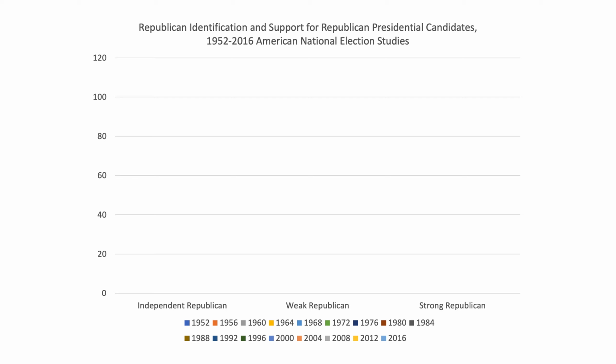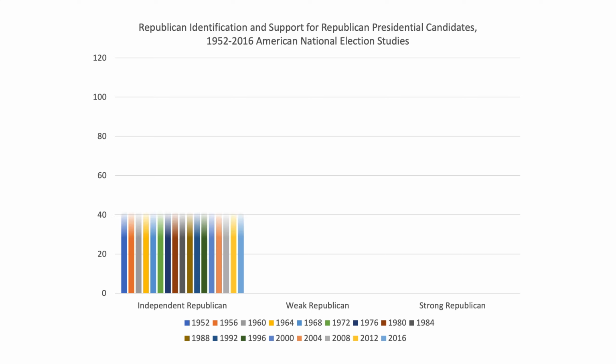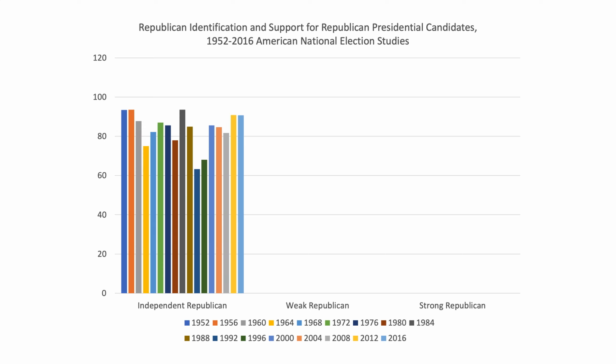We do the same thing for Republicans: Republican identification and support for Republican candidates. Among independent Republicans, we see the dips, as we saw among Democrats, though not as great. One of the key ones, 1992. That was when George H.W. Bush was running for re-election. He was facing a sluggish economy. He also faced a pretty strong third-party candidacy in Ross Perot.